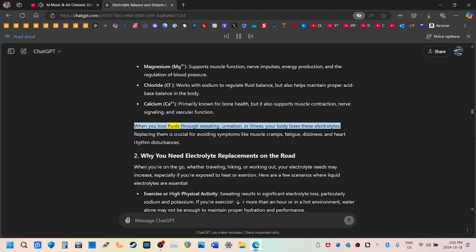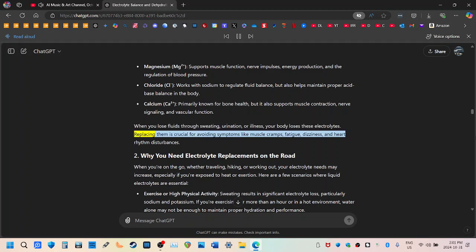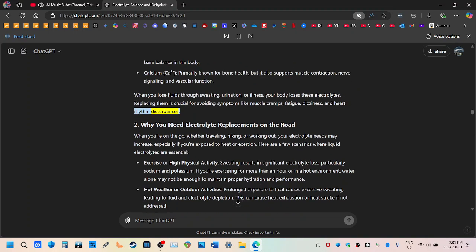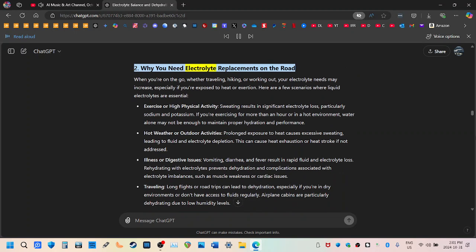When you lose fluids through sweating, urination, or illness, your body loses these electrolytes. Replacing them is crucial for avoiding symptoms like muscle cramps, fatigue, dizziness, and heart rhythm disturbances. 2. Why you need electrolyte replacements on the road.